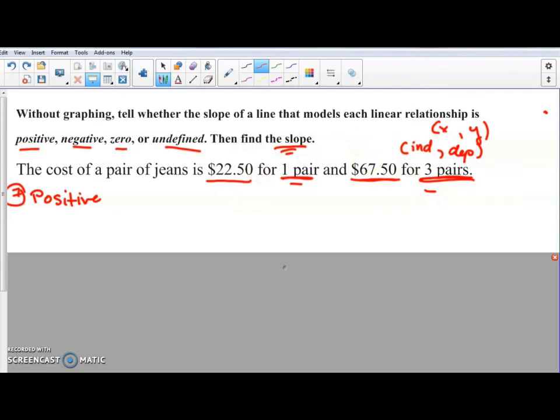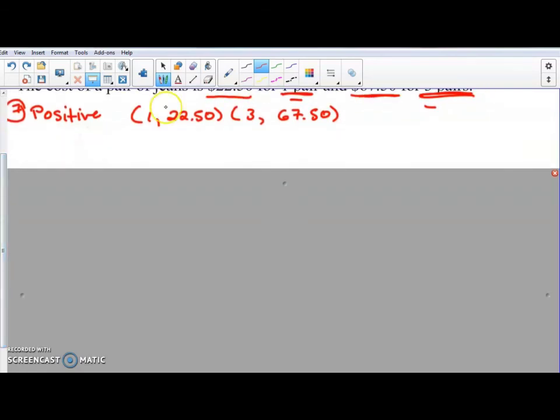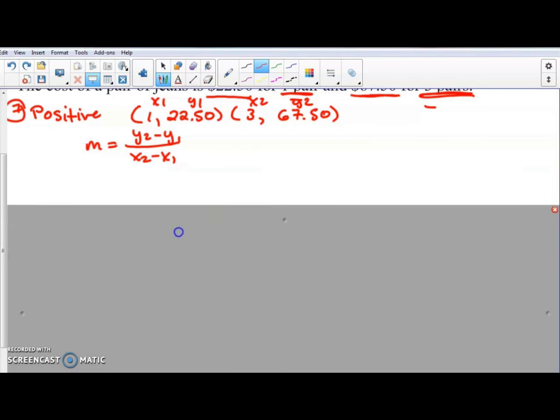So we're going to write these as ordered pairs now. So my first one will be 1 and then $22.50. And my second one will be 3 and $67.50. And now we're right back to where we were with our first couple of examples, where if I'm given 2 ordered pairs, we're going to use our slope formula to find the slope. y2 minus y1 over x2 minus x1. We know our first ordered pair is going to have x1, y1, and the second x2, y2. And now we're good. We just substitute.